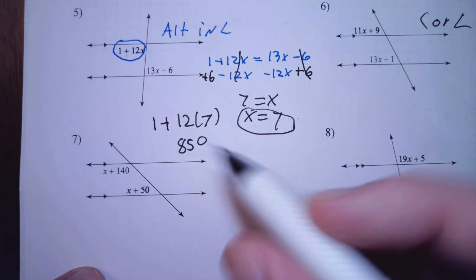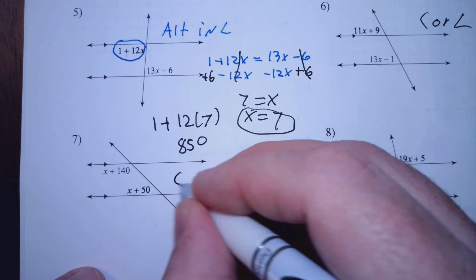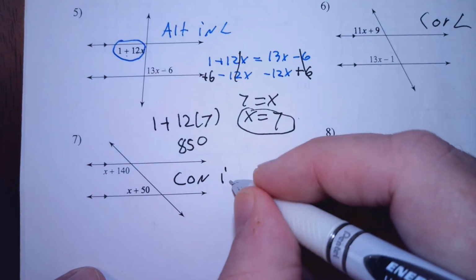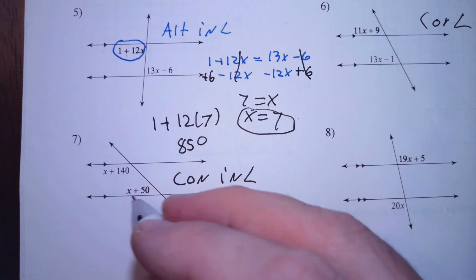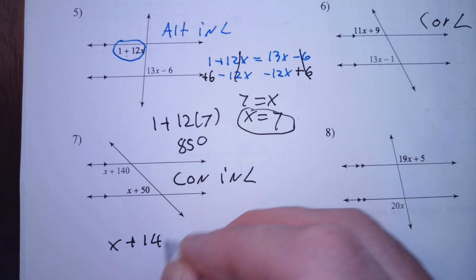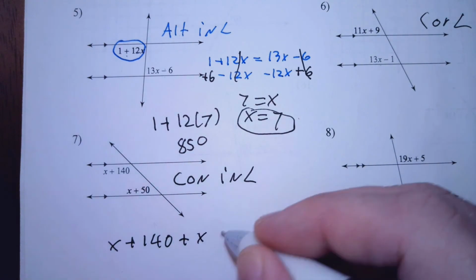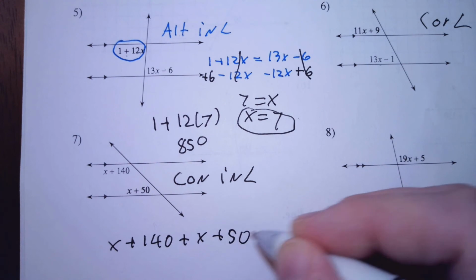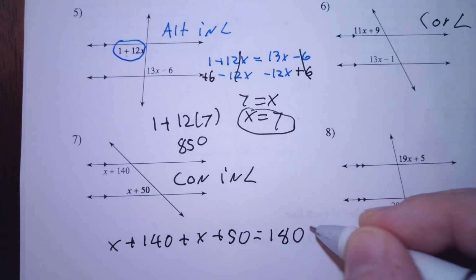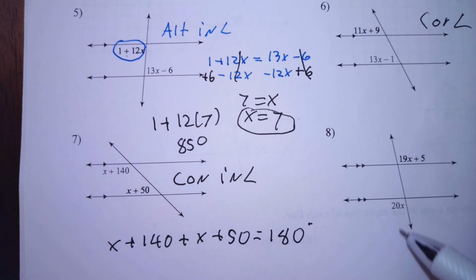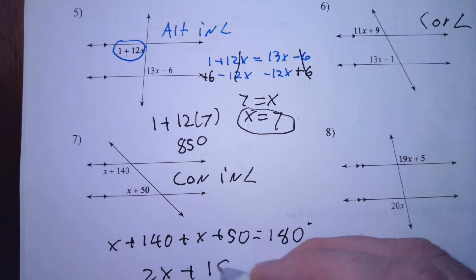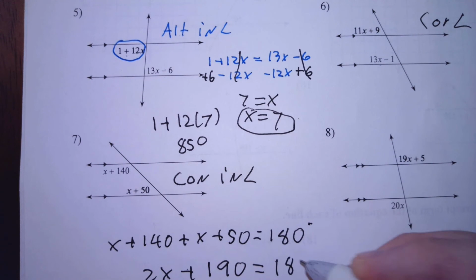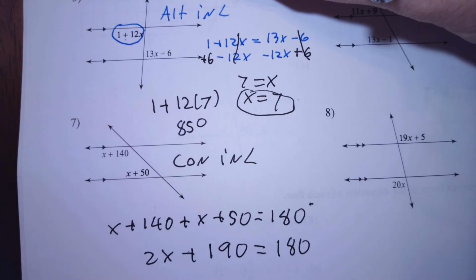This one is consecutive interior angles, and consecutive interior angles are going to add up to 180. So we do x plus 140 plus x plus 50, and that equals 180. Okay, that's pretty much the only one we got right now other than the linear pair. We're going to work that out. I'm not going to go all the way. This is 190. I think you can solve the rest here. Let me get down there so you can see what I just wrote.